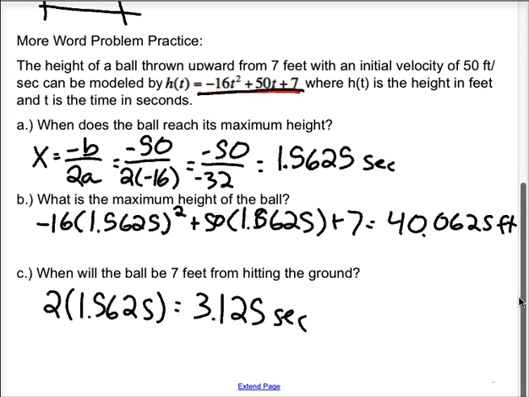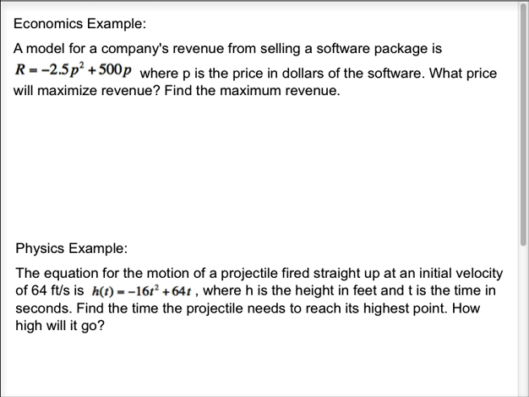All right, so now there are other examples out there. So here's an economics example. A model for a company's revenue from selling a software package is R, which is the revenue, equals negative 2.5 p squared plus 500 p, where p is the price in dollars of the software. What price will maximize revenue, and what is the maximum revenue?